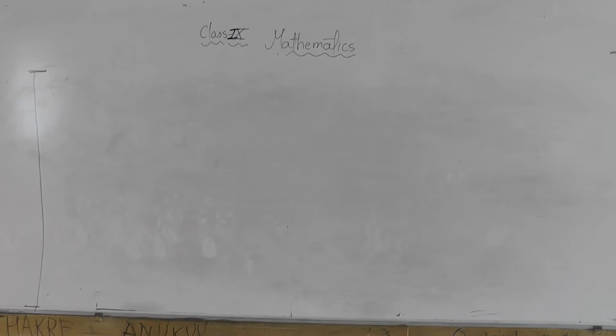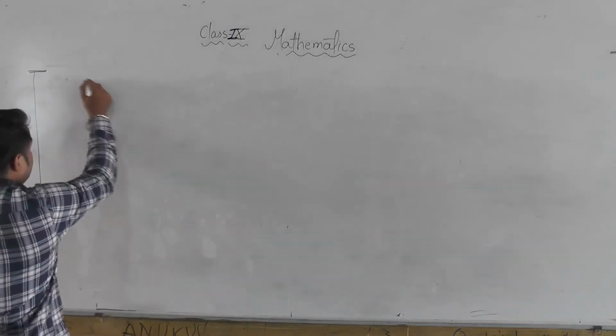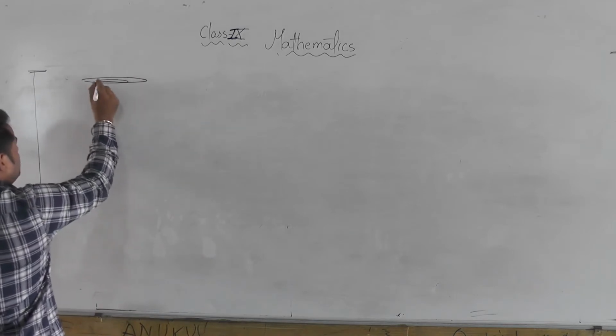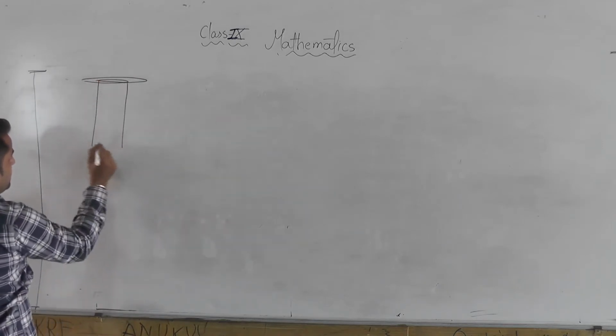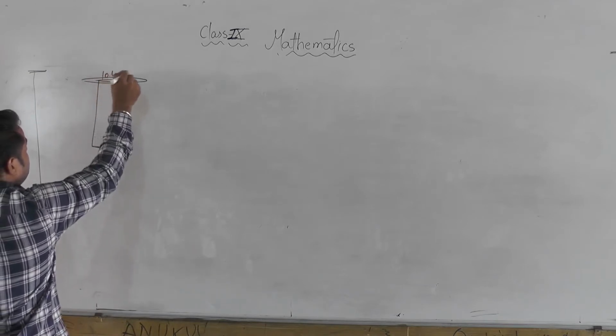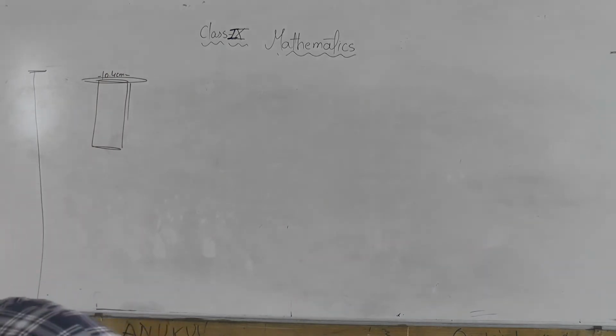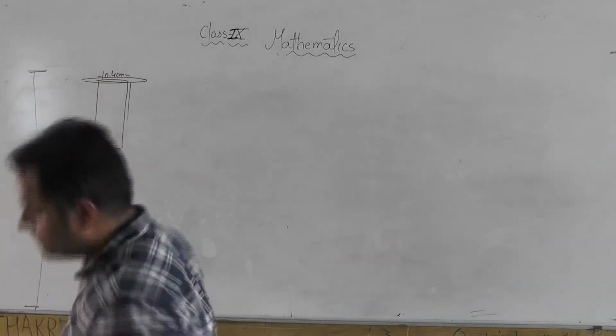A cylindrical tube open at both ends is made of metal. The internal diameter of the tube is 10.4 and its length is 25. So here we are talking about the tube. The internal diameter is 10.4, and the height mentioned in the question is 25 centimeters.